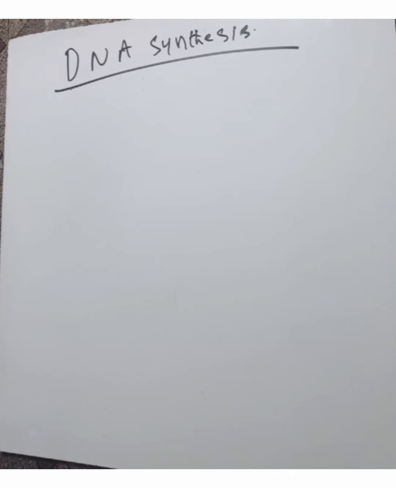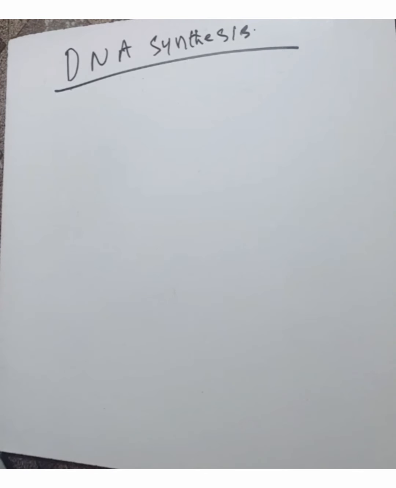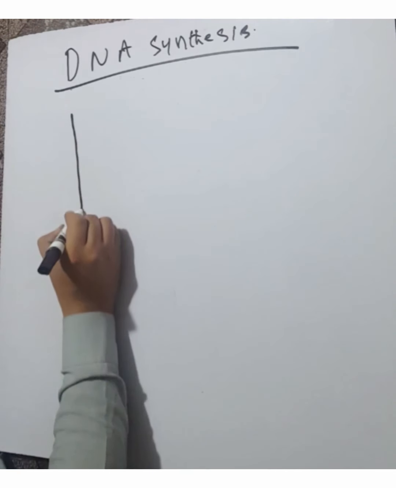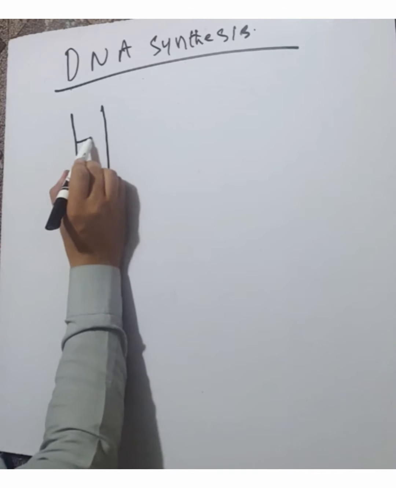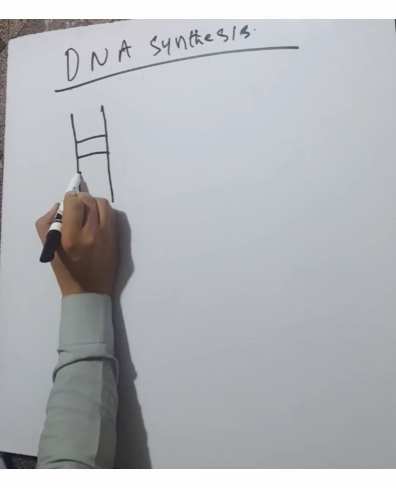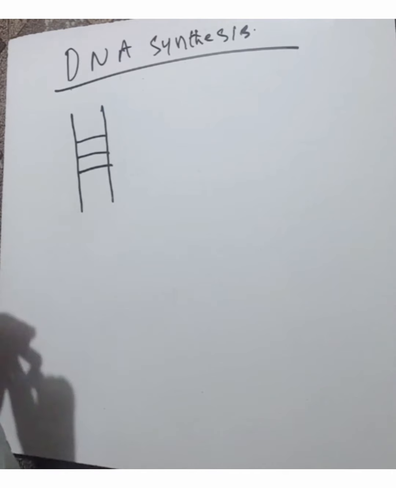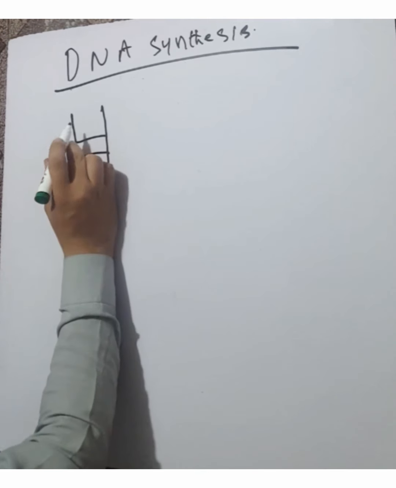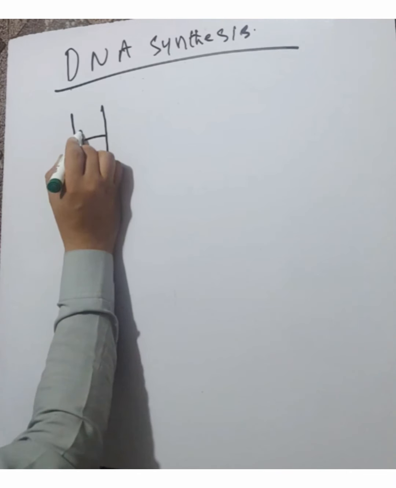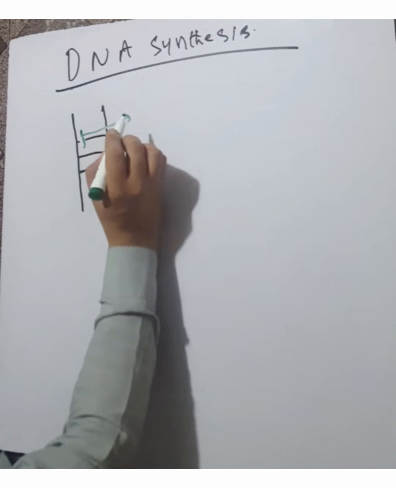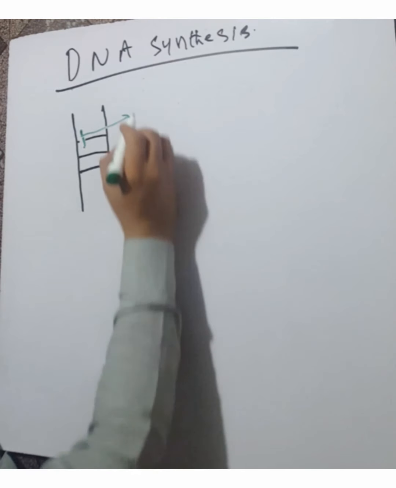DNA synthesis is called replication. DNA synthesis starts at a specific point called the replication fork. For example, this is the DNA strand. This is the template strand of the DNA. Replication occurs, for example, at this point. At this point the DNA synthesis process starts. This site is called the replication fork.